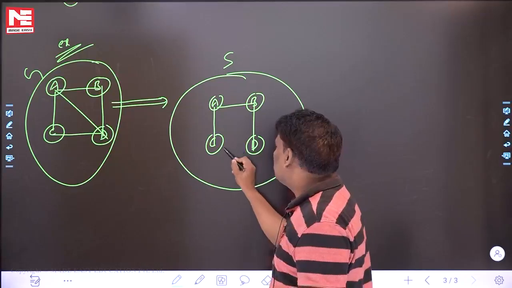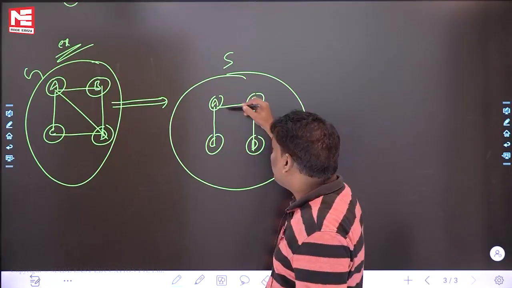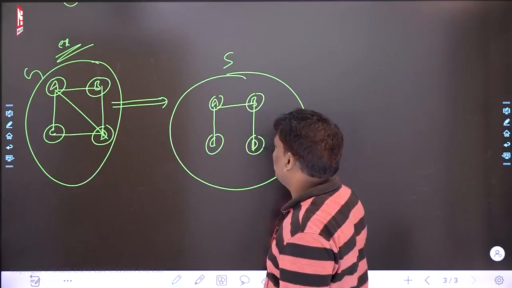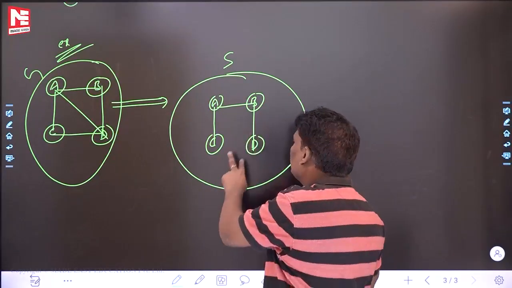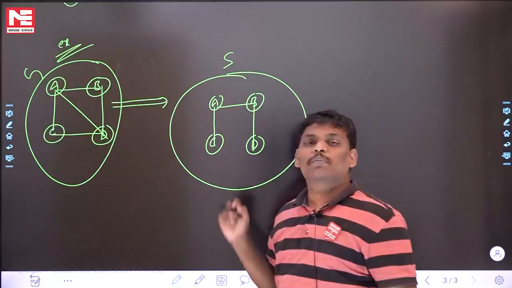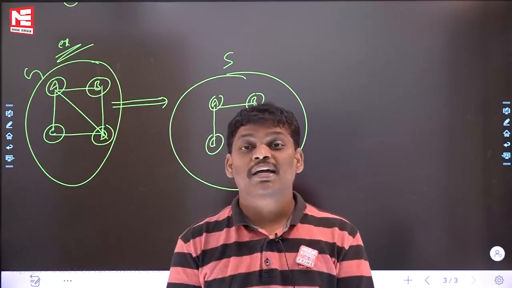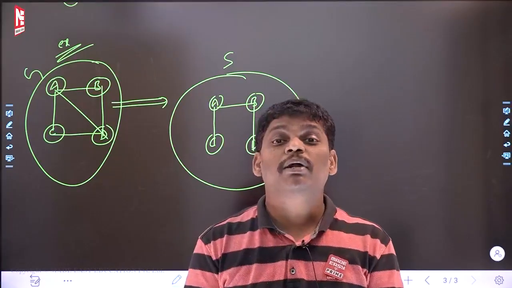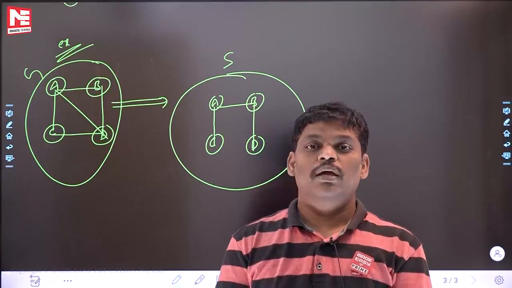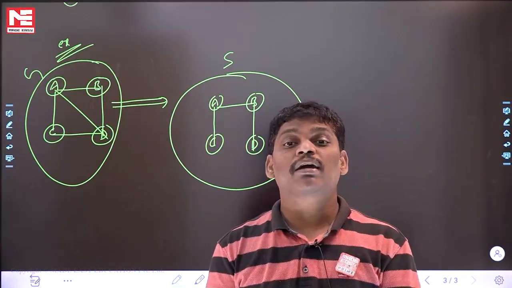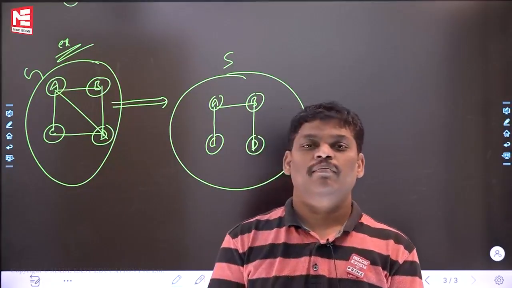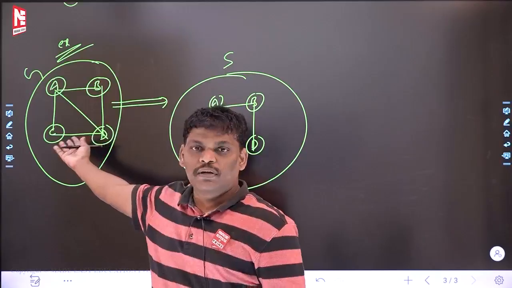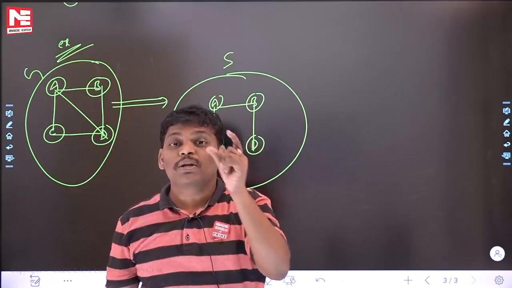See this one? C to D, there is a path. What about A to D? There is a path like this. What about C to B? There is a path like this. So a spanning tree is a connected graph. If anyone asks whether a spanning tree is a connected graph or not, what will you say? A spanning tree is a connected graph with minimum edges. A minimal connected graph is known as a spanning tree. This is also a connected graph, but many edges are there.